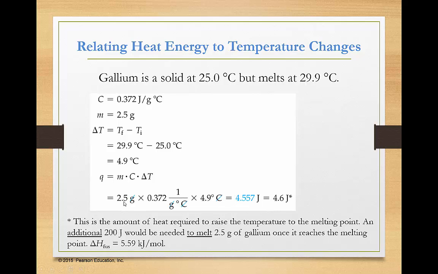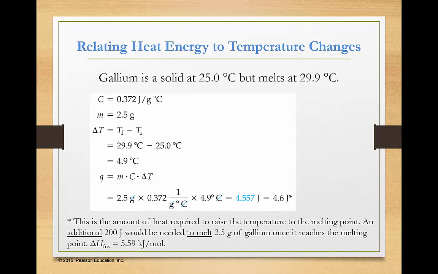So now I take 2.5 times 0.372 times 4.9, and I find that it is 4.557 joules. Now, remembering my significant figures, I go back and look. I'm doing just multiplication. This one has 2 significant figures, this one has 3 significant figures, and this one has 2 significant figures. So final answer has only 2. Okay, so 1, 2, cut it off right here, and then the 5 rounds up to a 6. So the 4.6 joules would be the amount of heat I would need to get the temperature of that gallium up to the melting point.